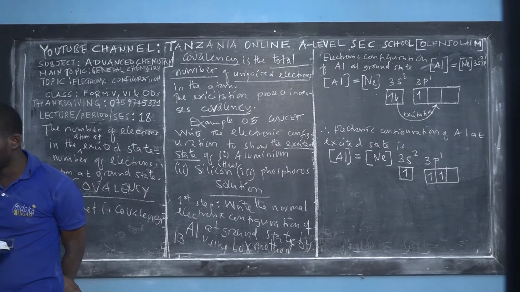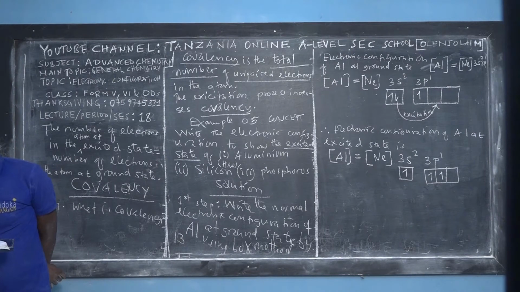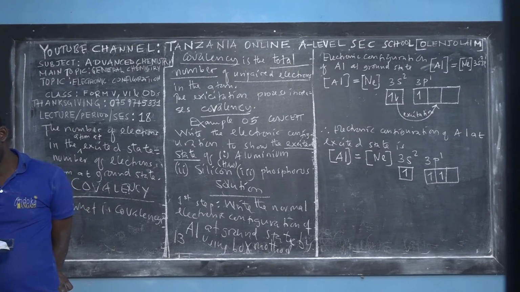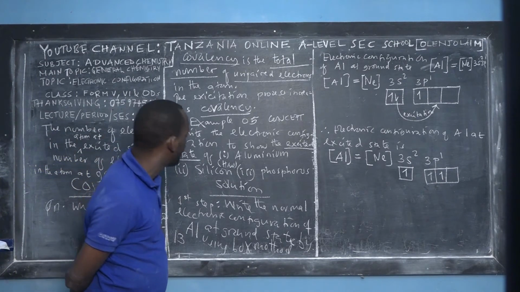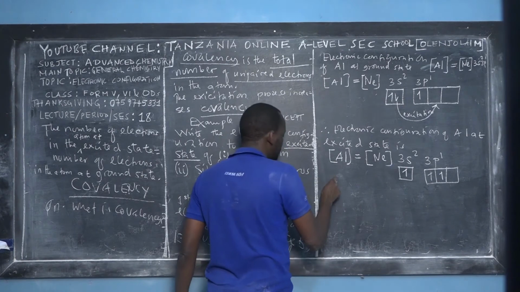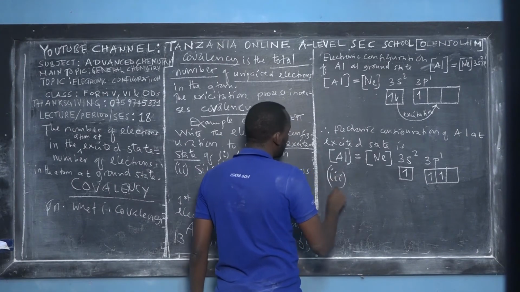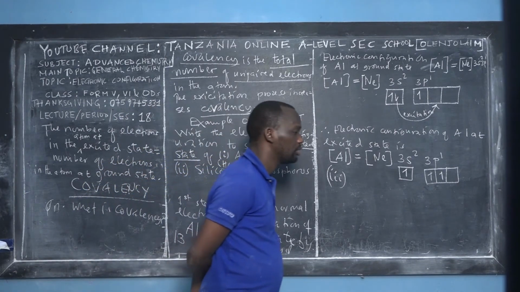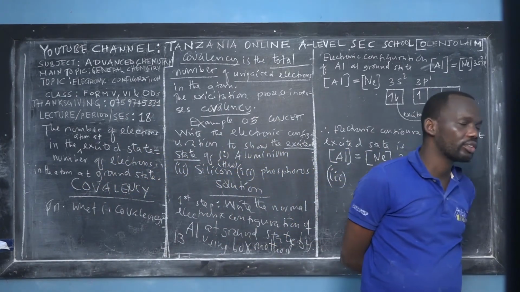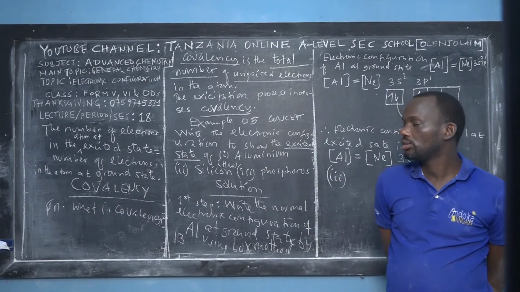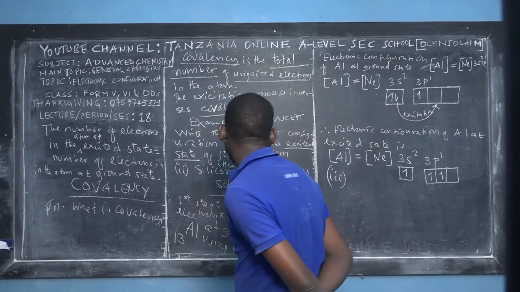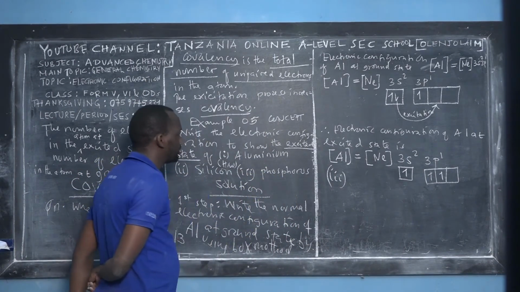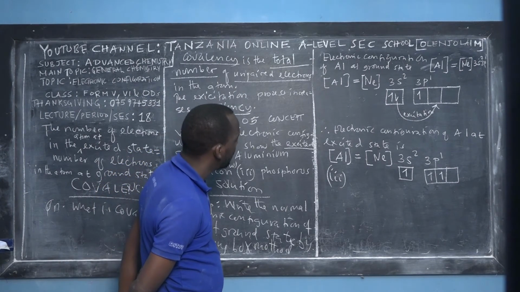Then we have a second example for phosphorus. Okay, what is the atomic number of phosphorus? We have silicon, which is 14, phosphorus is 15, sulfur is 16, chlorine is 17, etc.